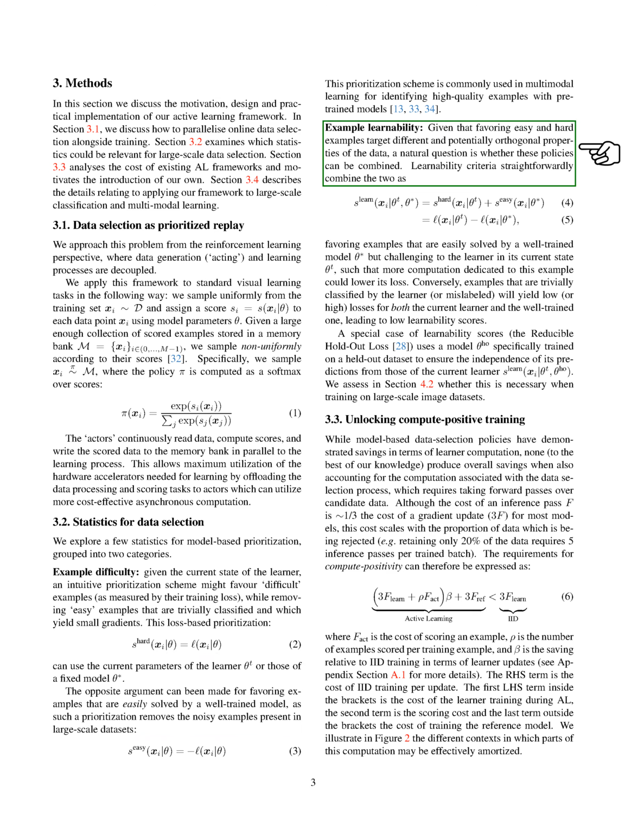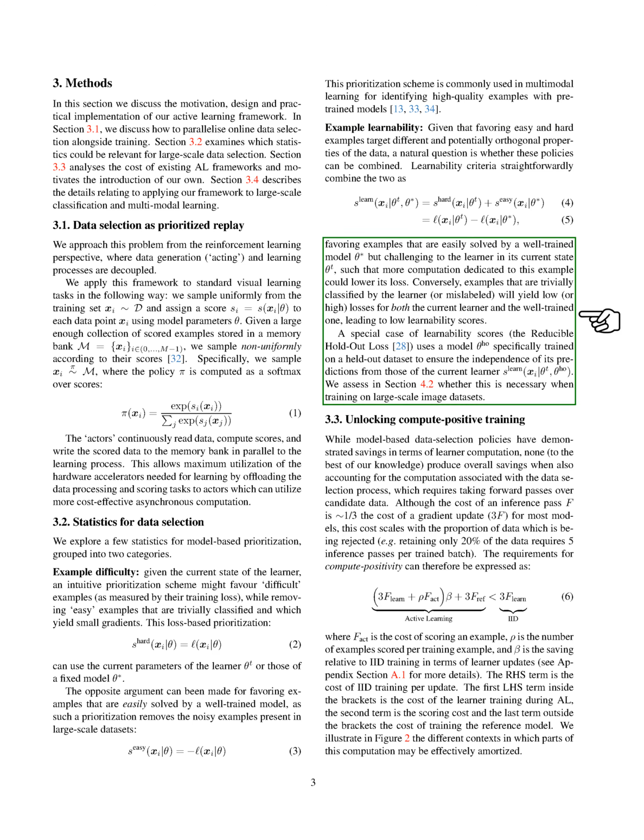The second category is example learnability. Given that favoring easy and hard examples target different and potentially orthogonal properties of the data, a natural question is whether these policies can be combined. Learnability criteria straightforwardly combine the two as favoring examples that are easily solved by a well-trained model but challenging to the learner in its current state, such that more computation dedicated to this example could lower its loss. Conversely, examples that are trivially classified by the learner or mislabeled will yield low or high losses for both the current learner and the well-trained one, leading to low learnability scores.